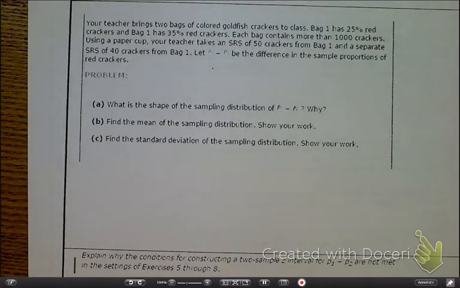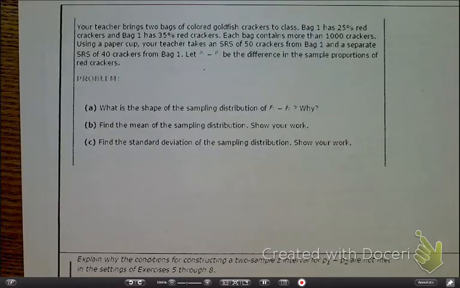Now that I went through that review in a minute and 40 seconds, go ahead and take a moment to read over this. The first thing we want to know is, what is the shape? In other words, we're looking for normality.